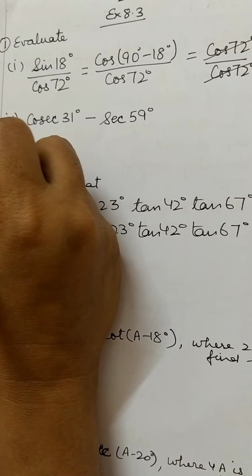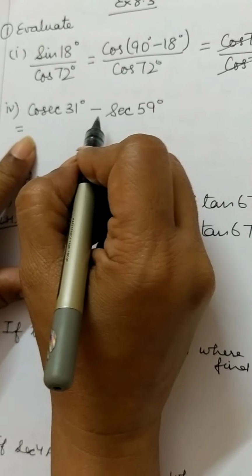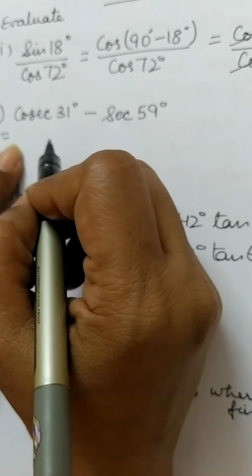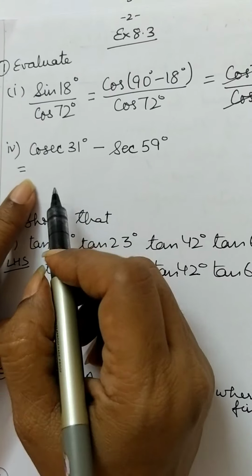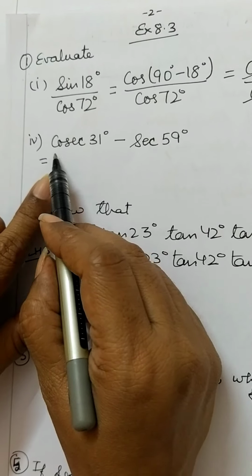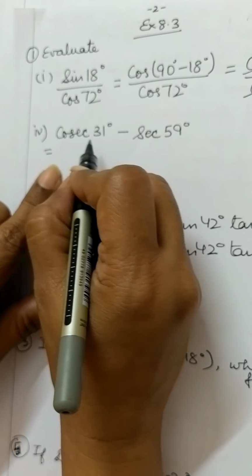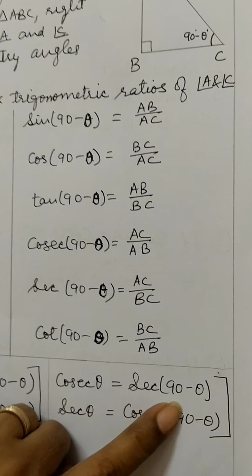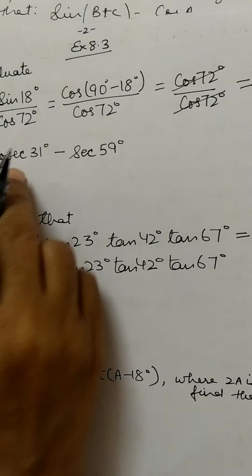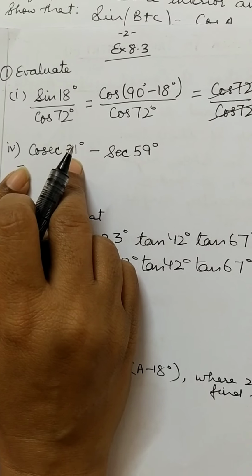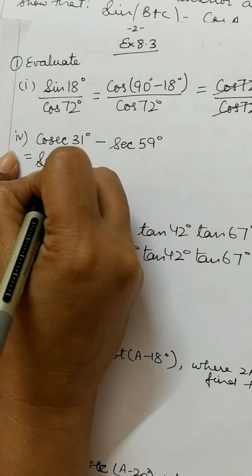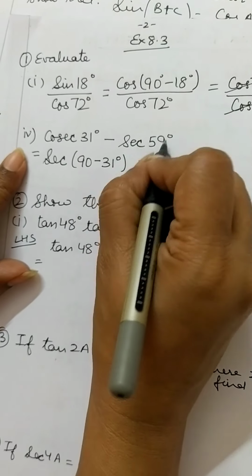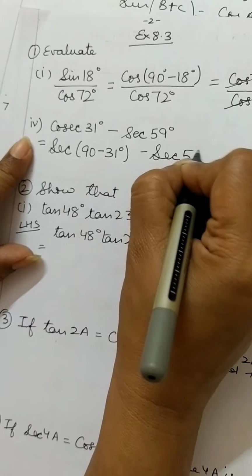Fourth part, let us see now. Cosec 31 minus sec 59. We know that cosec and sec are interchangeable. So any one of these two we can change. Also sum of their theta is 90. So I am selecting the first one. So cosec theta is sec 90 minus theta. Cosec theta, here theta is 31, is sec 90 minus 31, keeping second term as it is.